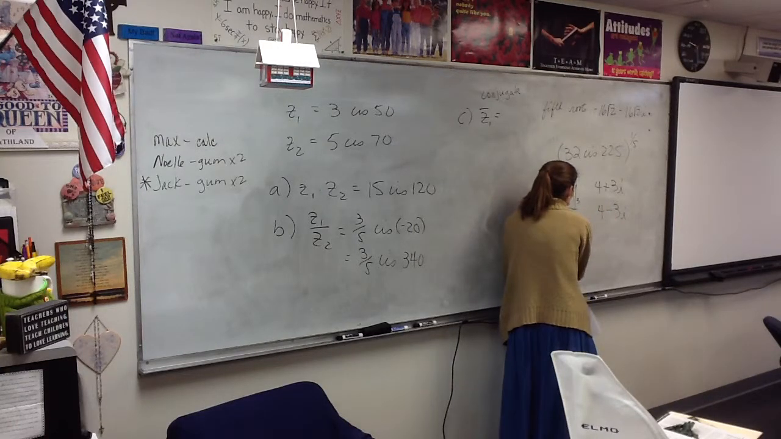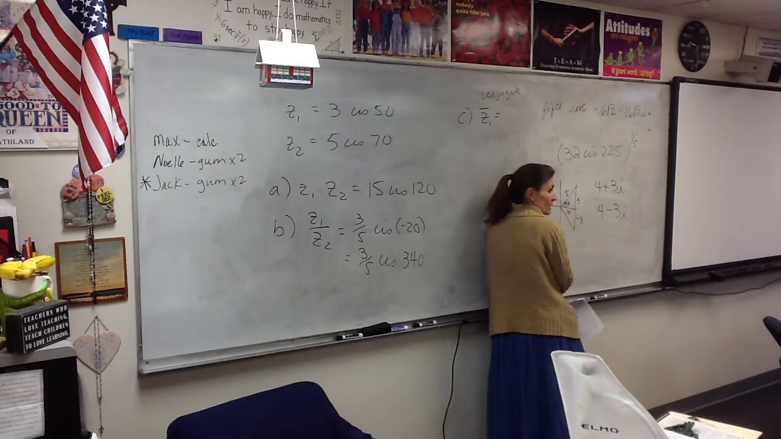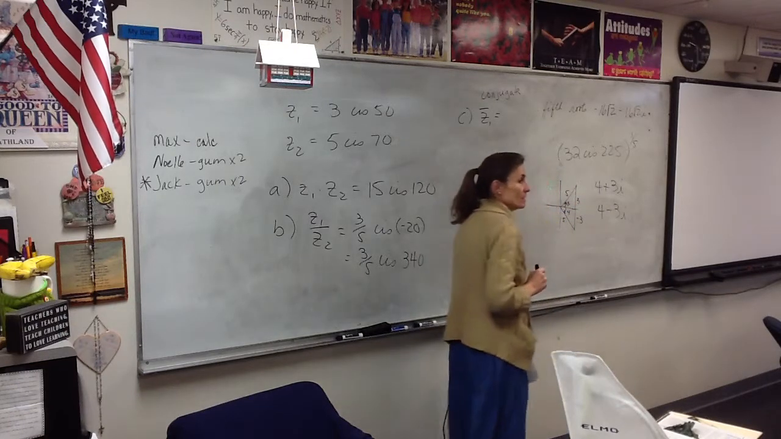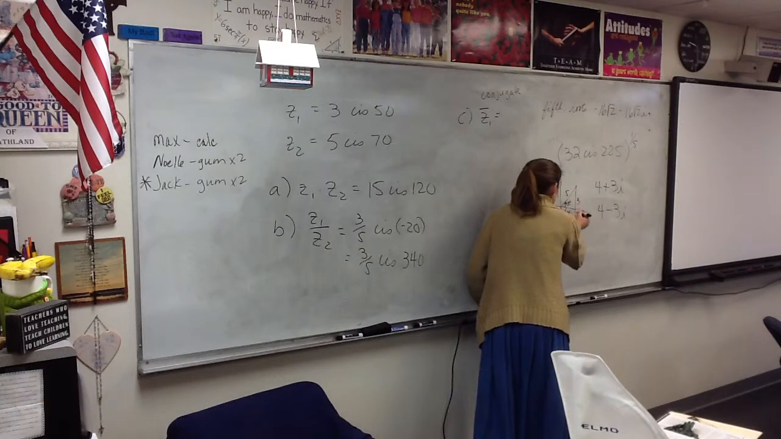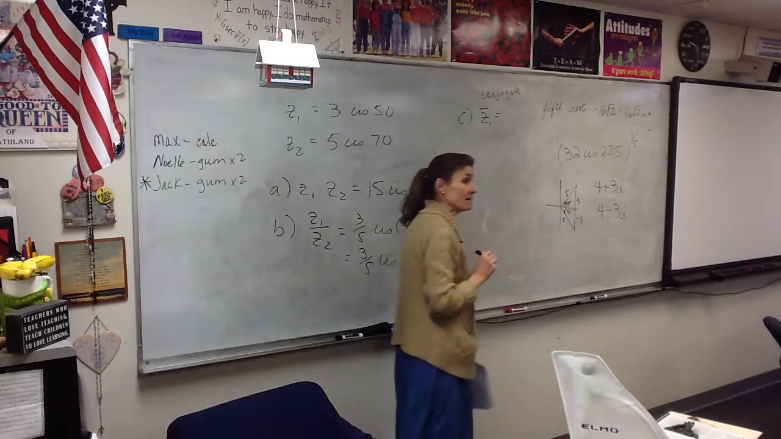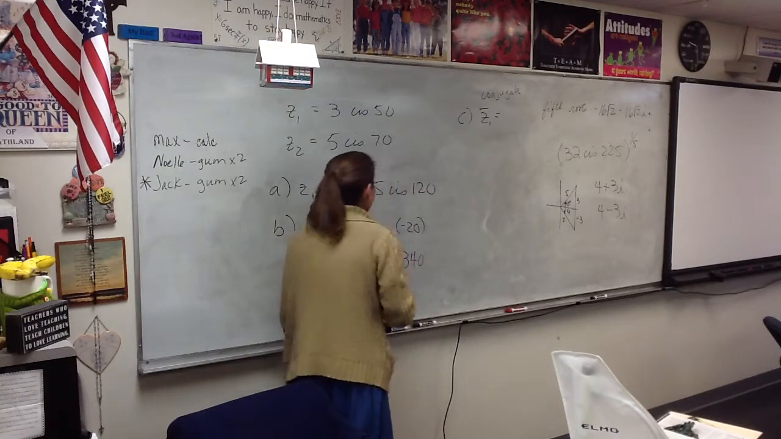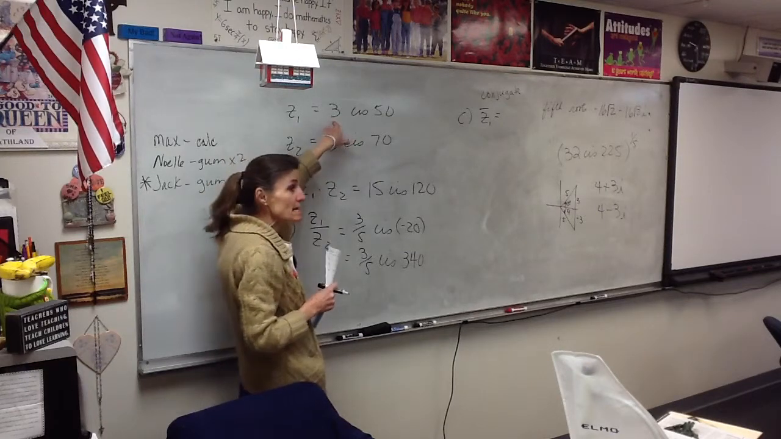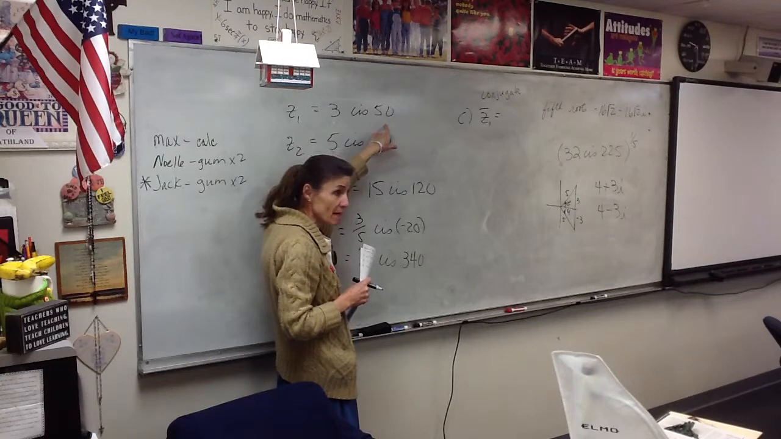4 minus 3i would go over 4 and down 3. What would its radius be? Still 5. And tell me about this angle and this angle. They're the same, only this one is positive and this one is negative, right? So if I want the conjugate of this number, I know the radius is the same and the angle is just negative.